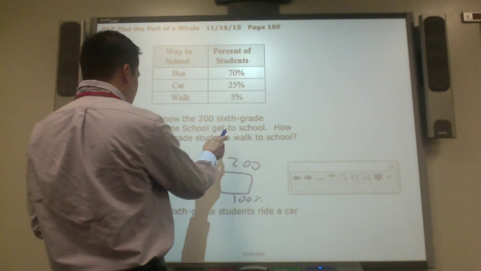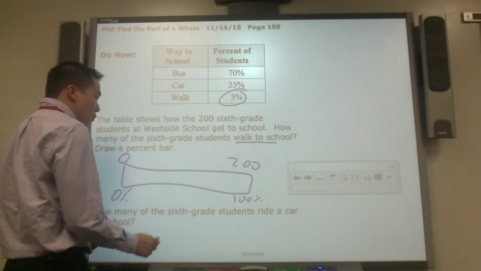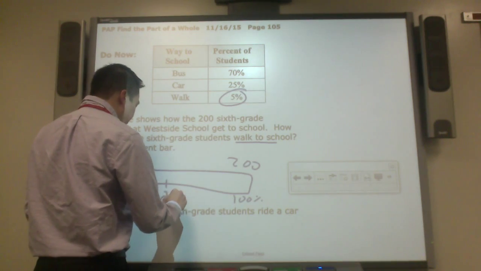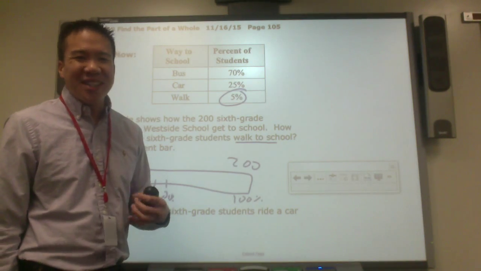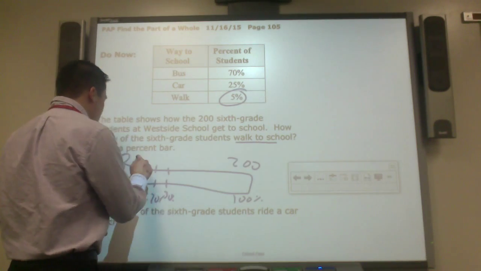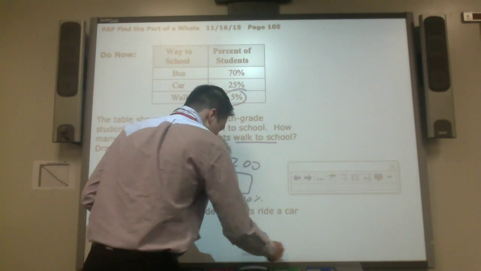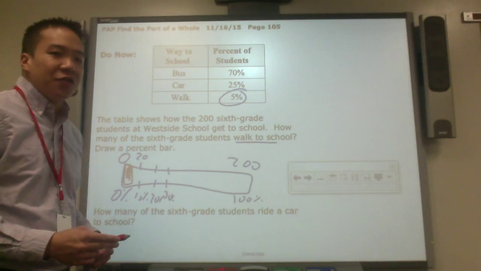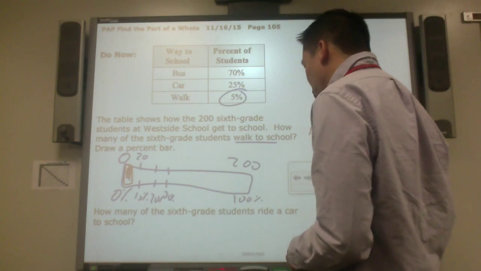So let's see. It says walk to school: 5% walk to school. So if I break this up into 10%, that means I have to break this into 10 parts. So how do you break 200 students into 10 parts? 200 divided by 10, there are 20 students for every 10%. But if it's 5%, it goes right here. Isn't 5% half of 10%? So what's half of 20 students? 10 kids.